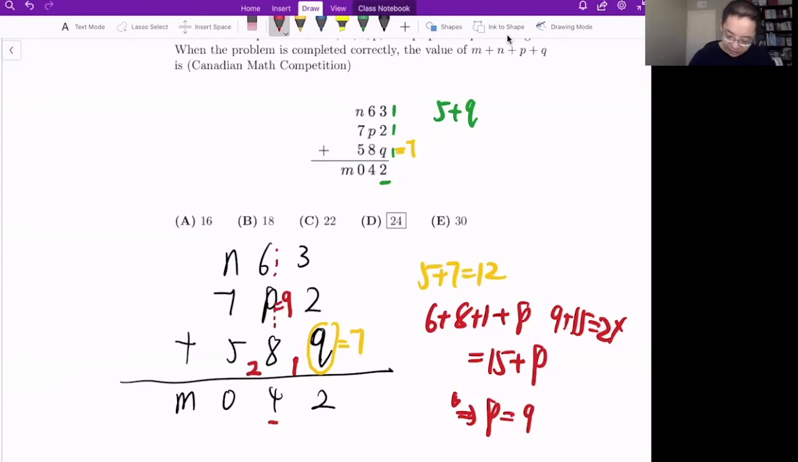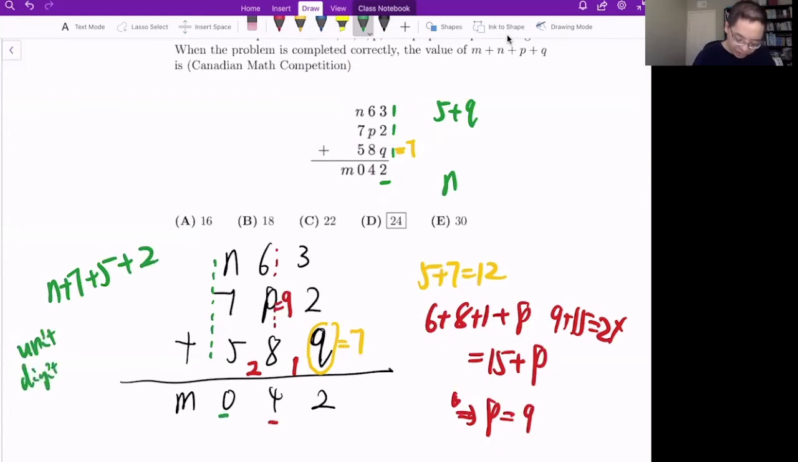All right, so then we need n. Looking at this, it's n plus 7 plus 5 plus this carry over 2. We need to end up with unit digit 0, right? So this is n plus 14. In order to come up with unit digit 0, it has to be 20, right? So that means n is 6. So we got this one is 6, right? Then it's 20, so there will be a 2 carry over. So this one is 2.